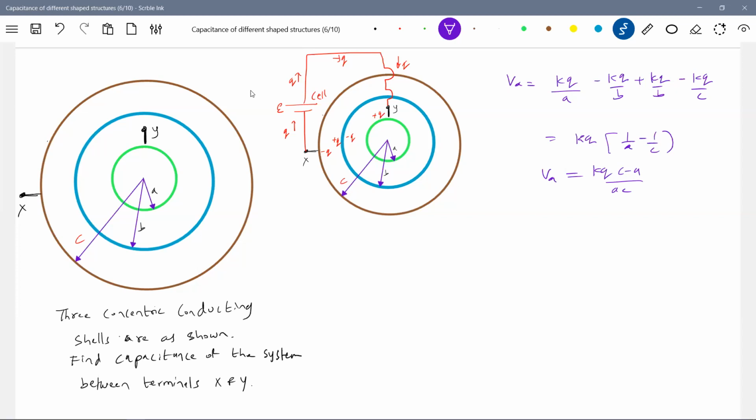Similarly, the potential of shell B is not needed, because we wanted the potential difference. So the potential of shell C we will calculate. The potential of shell C is how much? It is directly KQ by C, then minus KQ by C, plus KQ by C, minus KQ by C. The potential of shell C is zero.